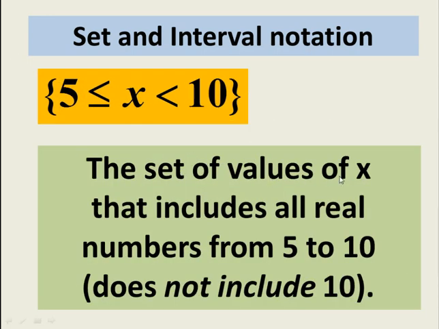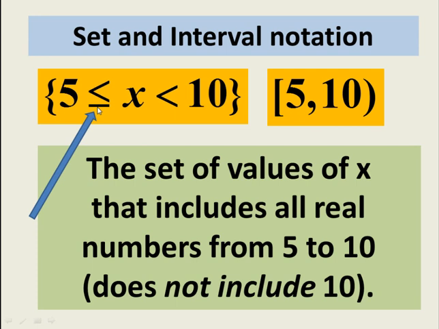This says the set of values of x that includes all real numbers from 5 to 10, but does not include 10. Well, what made a difference? That little line underneath tells you that 5 is now part of the set, because this says 5 is less than or equal to x. But on this side, you can see that there's still no line there, so 10 is not part of the set.